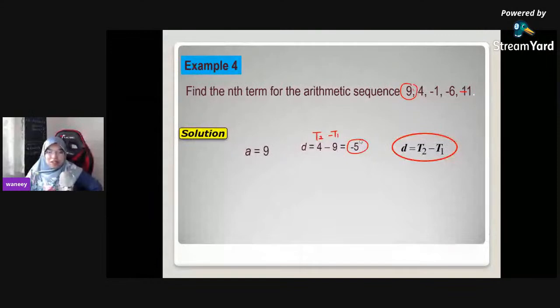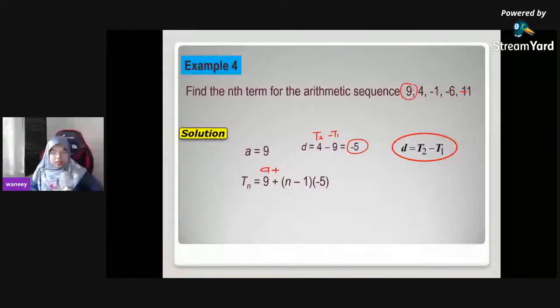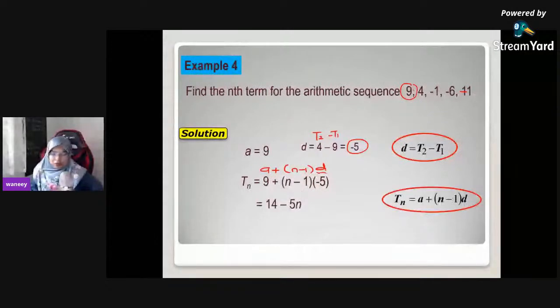Now, in order to calculate the nth term, we have to substitute into the formula Tn equal to A plus n minus 1 D. Substitute A is 9, n is simply n, minus 1. Substitute the value of D and then expand and simplify a little bit. So you are going to get Tn equal to 14 minus 5n. And so this is the nth term.